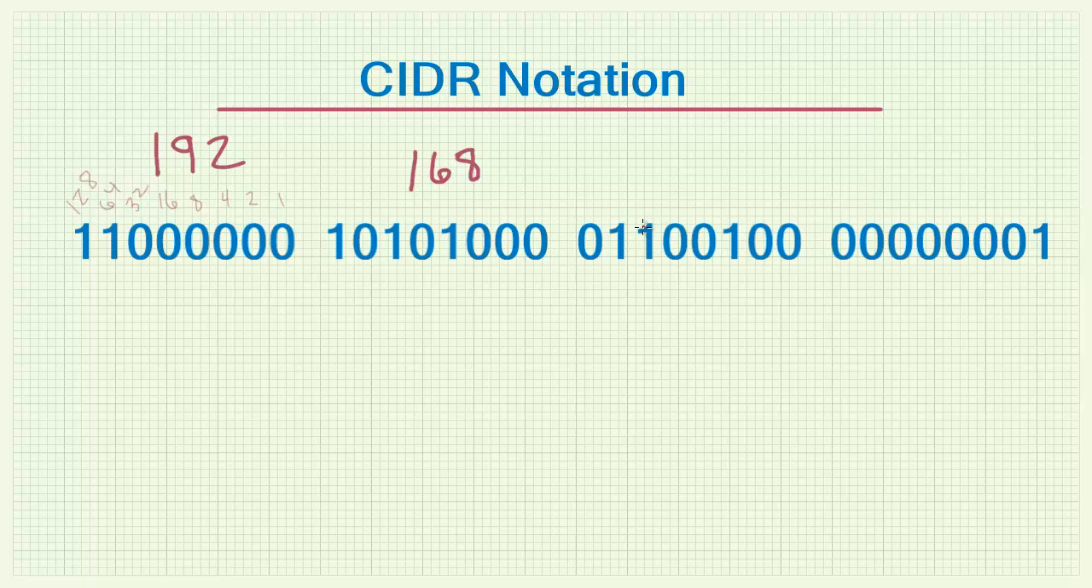The 32's position is set to 1. So if we take 64 and 32 and add those together, what do we get? We get 96. And this bit is in the 1, 2, 4 position. So we've got 96 plus 4, and that gives us a value of 100. And then in the last one, that one's easy. 1 is 1. So the decimal equivalent of this binary format that we see here is 192.168.100.1.